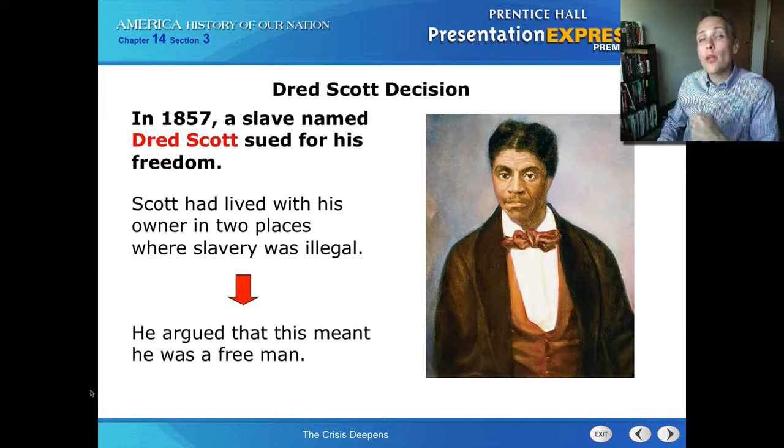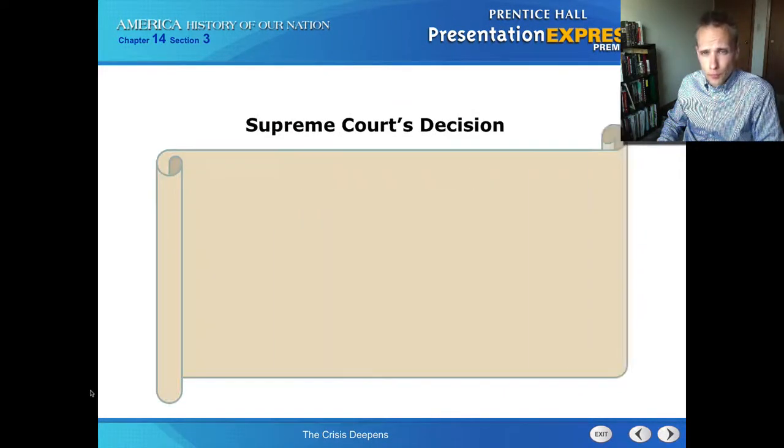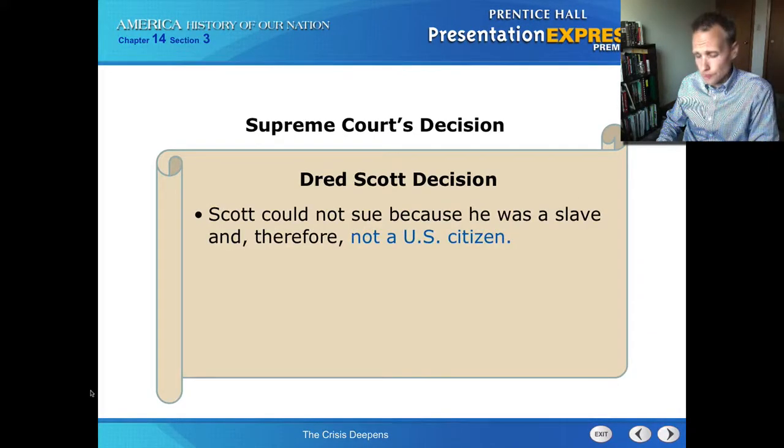And this went all the way to the Supreme Court. The highest court in the nation heard this court case over the freedom of a slave. And here's what the Supreme Court said. In the Supreme Court ruling, a few things were decided. That technically, Dred Scott, the slave, could not even sue because he was a slave and technically not considered a U.S. citizen.